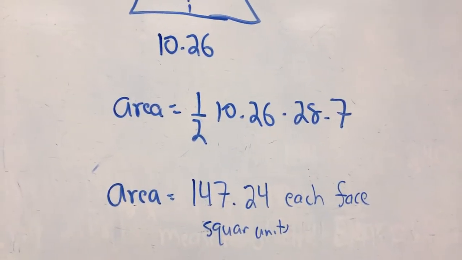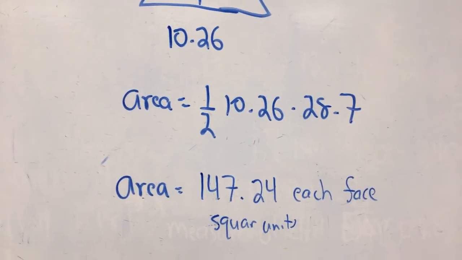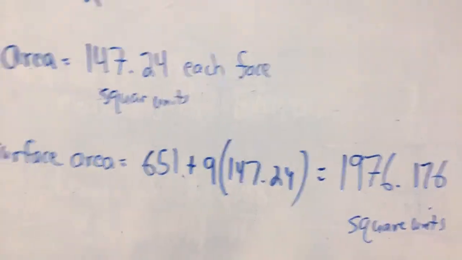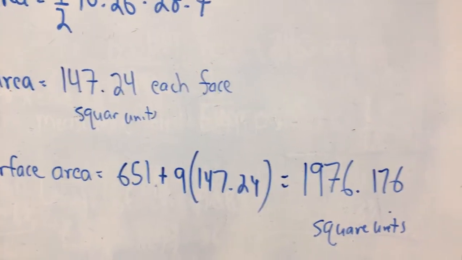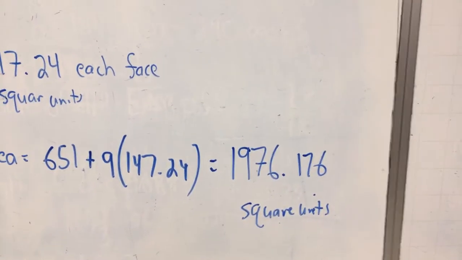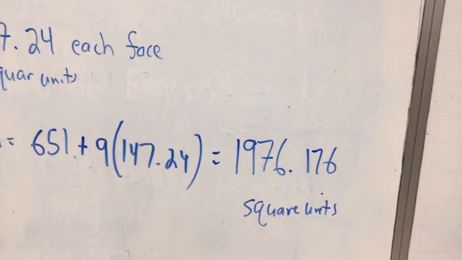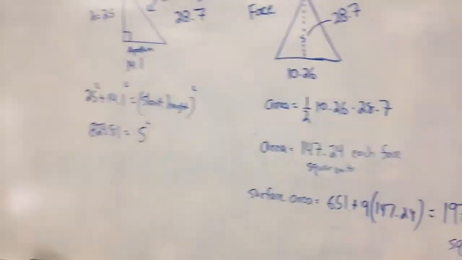So how do you find the surface area of the entire nonagonal right pyramid? Well, it would be the area of the base plus 9 times, because I have 9 of them, 147.24. And my surface area comes out to be 1,976.2 square units. We'll call that a 0.2, okay? All right.